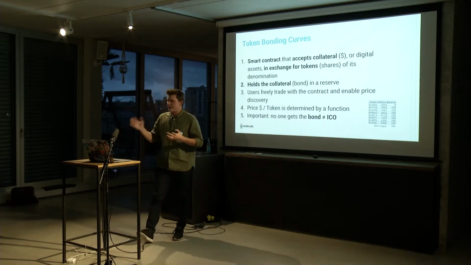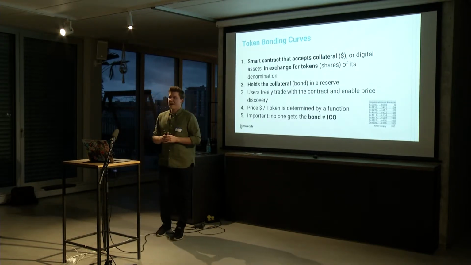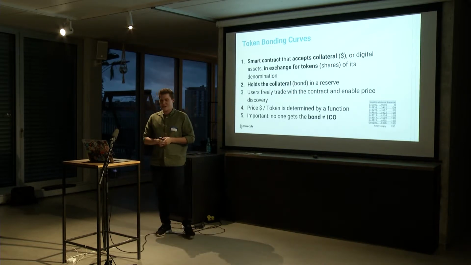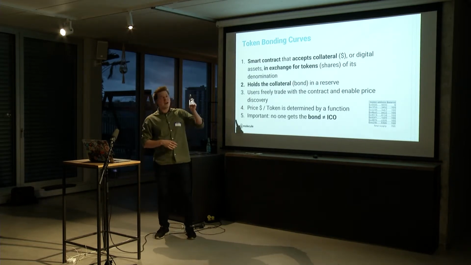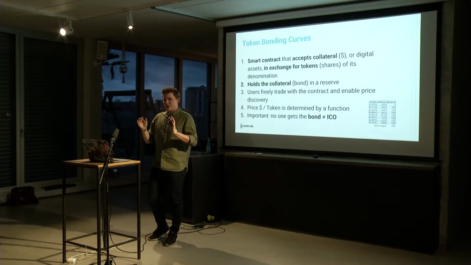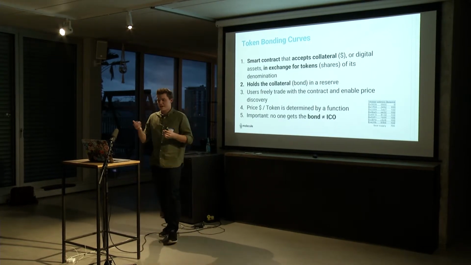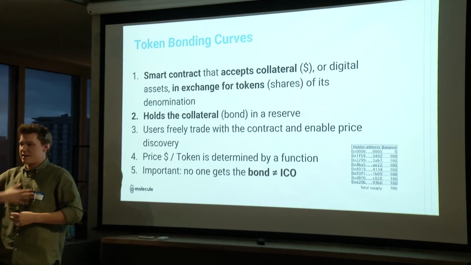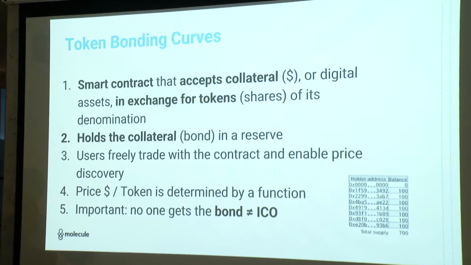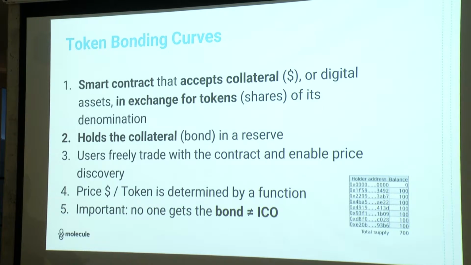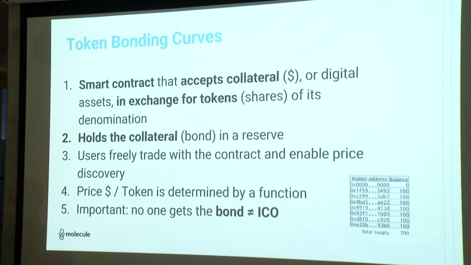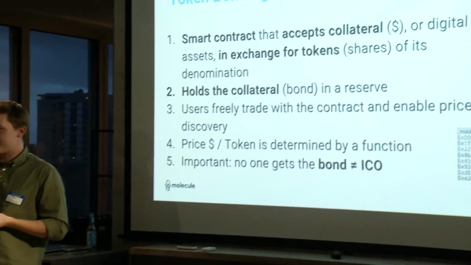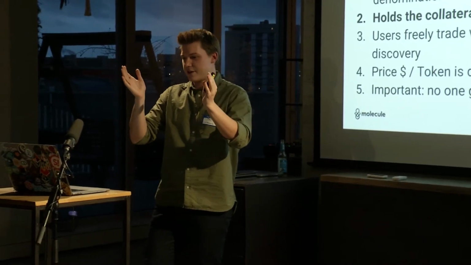And so what are token bonding curves? So Elad asked me to do a basic intro to them, so you guys can take something useful. It's essentially a smart contract, and it's actually very simple. It's a smart contract that accepts collateral, so US dollars, or any digital assets, in exchange for tokens of its denomination. So the contract takes in money and gives out tokens. It holds that collateral in a reserve, so it doesn't give that money out again unless you give it tokens back. Users can freely trade and engage with the contract and thus enable price discovery for the underlying asset. The price, dollars to the token, is determined by a function.